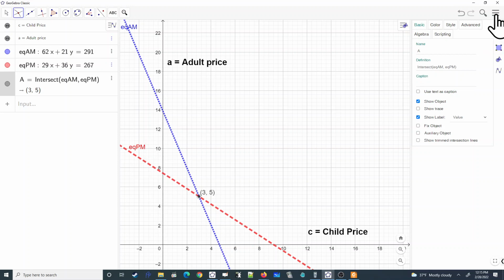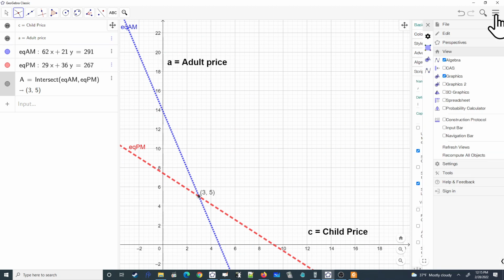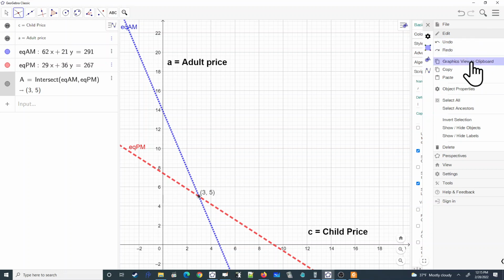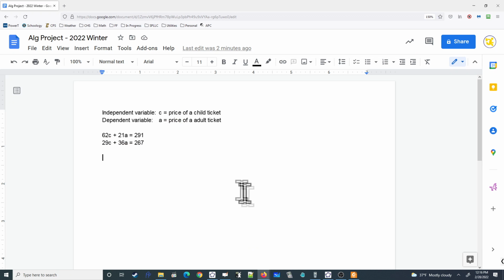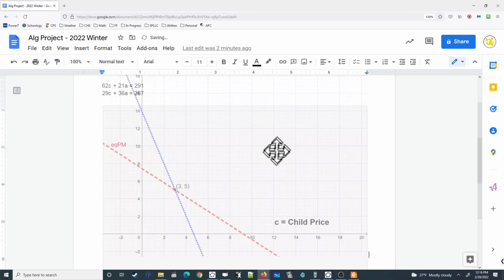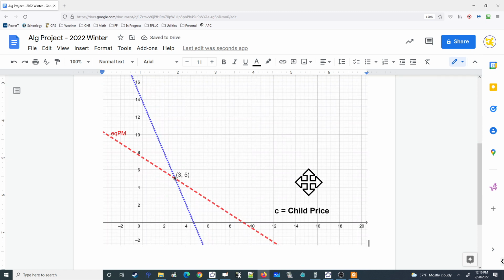You click on the 3 little bars. You go to Edit. Choose Graphics, View to Clipboard. Click over here. And you should be able to just hit Control-V and paste it. And boom, it's in your document.